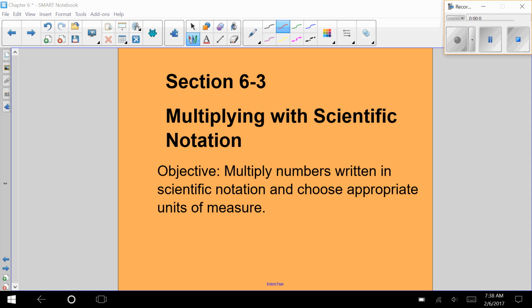This is section 6.3, multiplying with scientific notation. Our objective today is to multiply numbers written in scientific notation and choose appropriate units of measure.